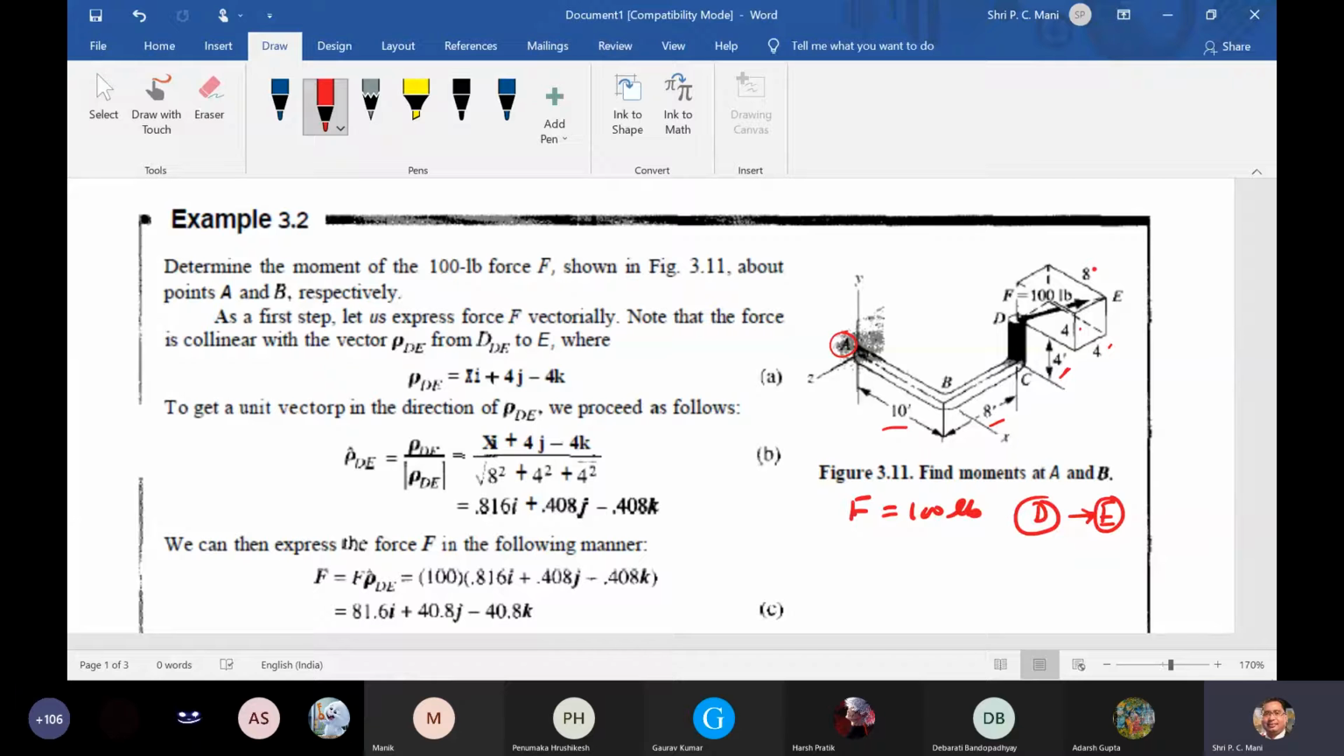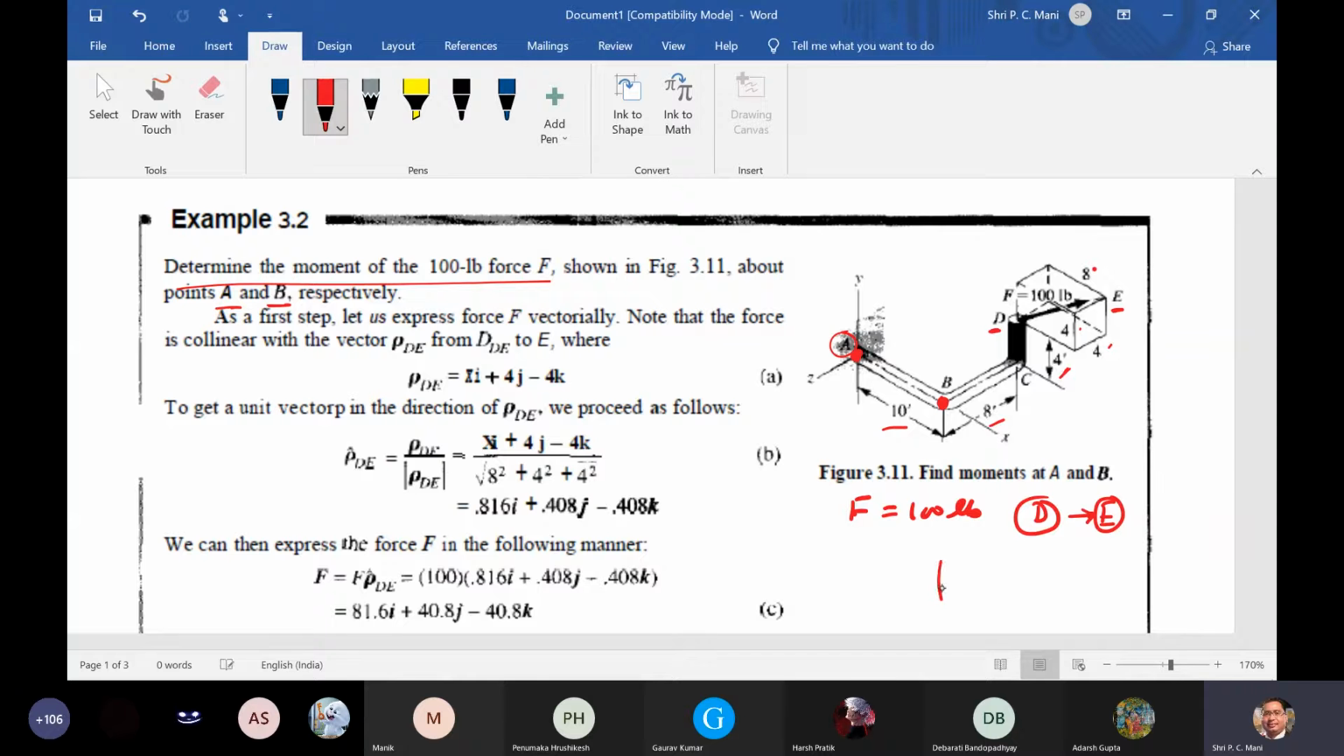It says you have to determine the moment of the 100 lb force shown in the 3.11 diagram about points A and B. So there are two points about which you have to find the moment. As you know, this is a force vector of 100 lb, so you first have to represent this force vector in vector form. For the vector form you take point D and point E. D is here and E is here.